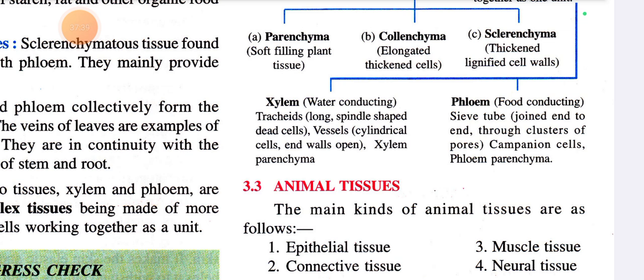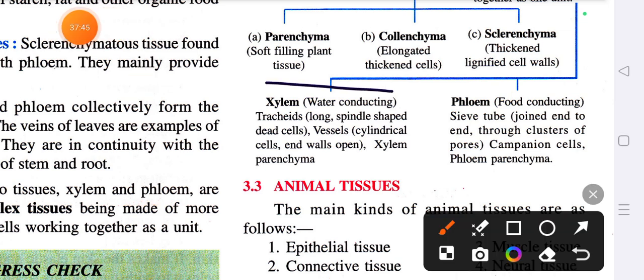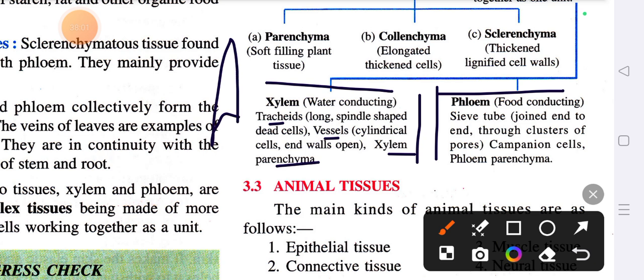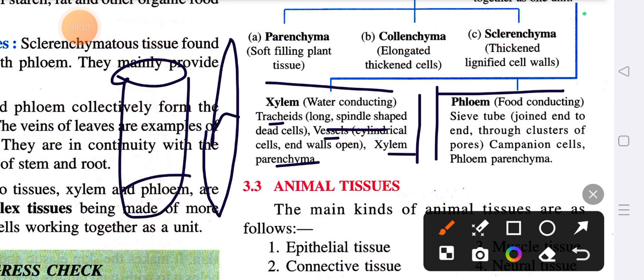Okay. Parenchyma and collenchyma are alive, but sclerenchyma is dead. Xylem is water conducting. Phloem is food conducting. Each is classified into four types: xylem into tracheids, vessels, xylem parenchyma, and xylem fiber. Tracheids are long and spindle shaped. Vessels are cylindrical and open at the end walls. Xylem parenchyma. Phloem, food conducting: sieve tubes joined end to end through clusters of pores, companion cells.